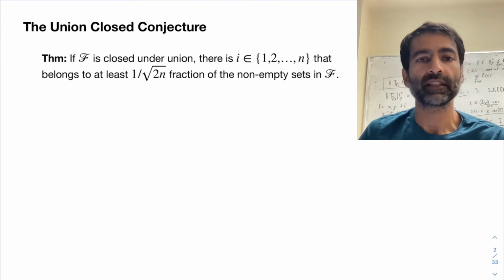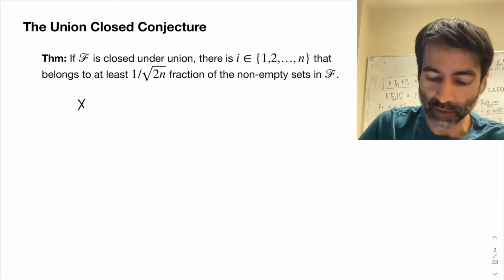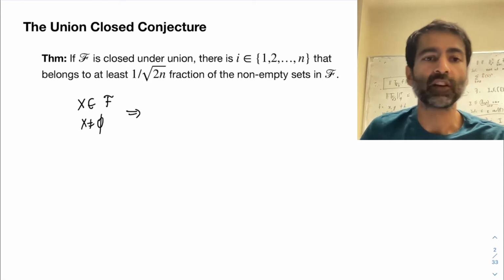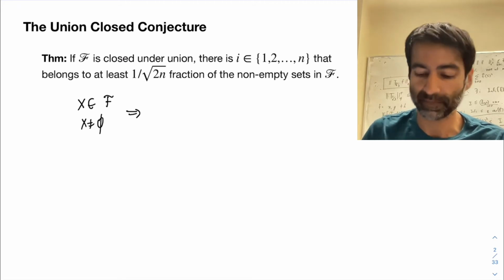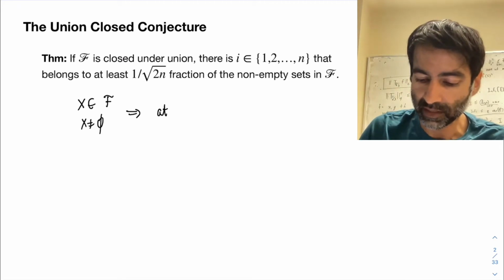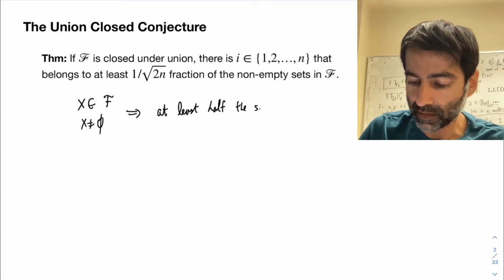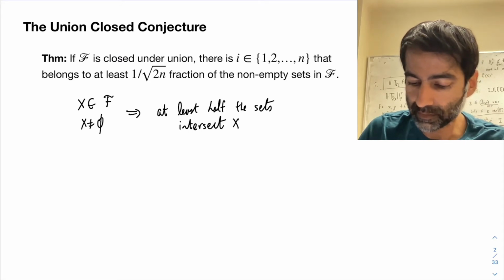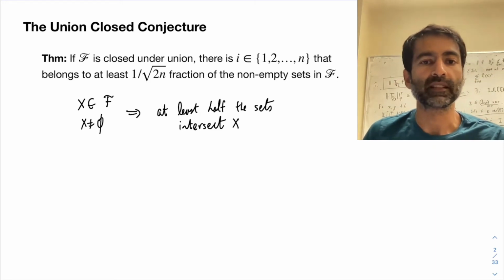So let's see why this is true. The basic observation here is that if you have any non-empty set x in the family, then x must actually intersect half of the sets in the family. At least half the sets in the family intersect x. This is the first observation. And why is this true?